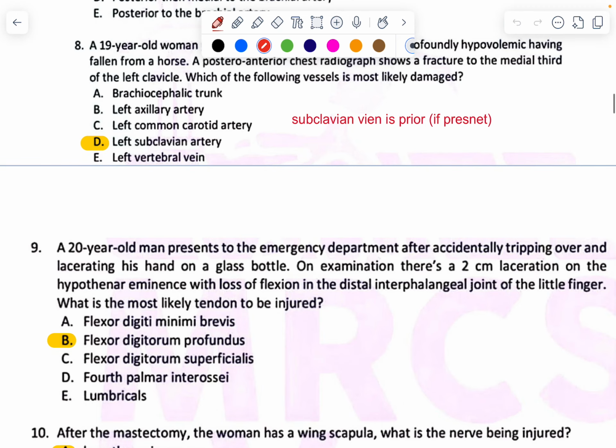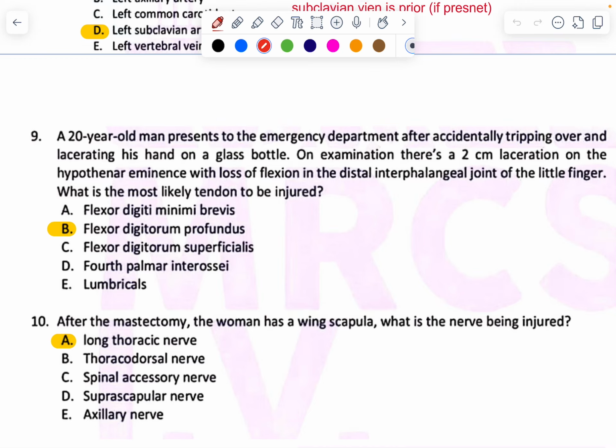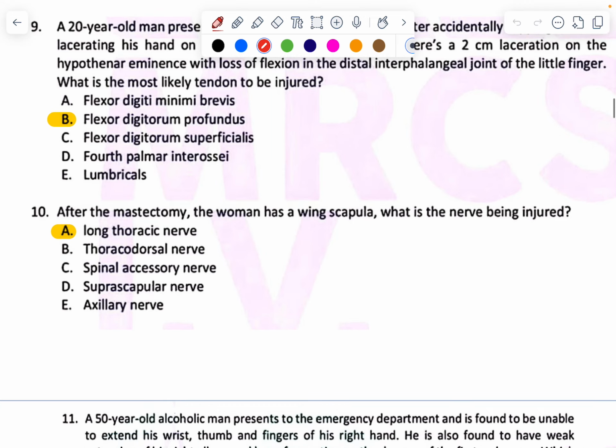After mastectomy, a woman has winging of the scapula: long thoracic nerve. Thoracodorsal is latissimus dorsi, unable to push; intercostobrachial, loss of axillary sensation.